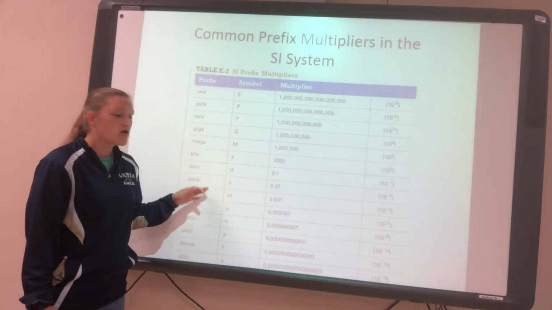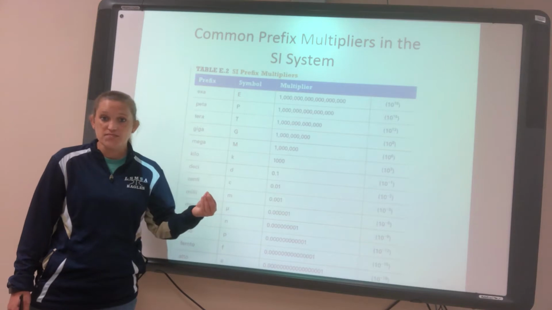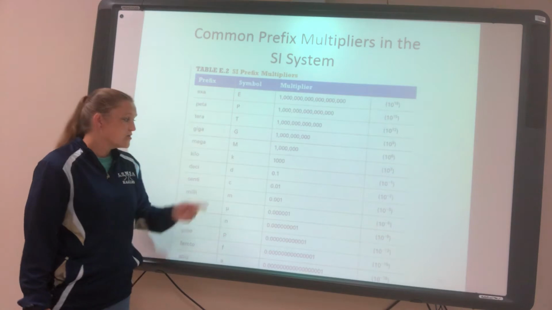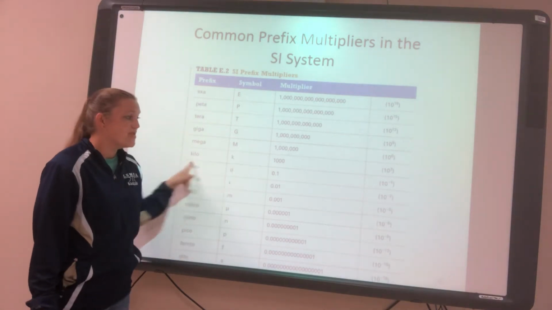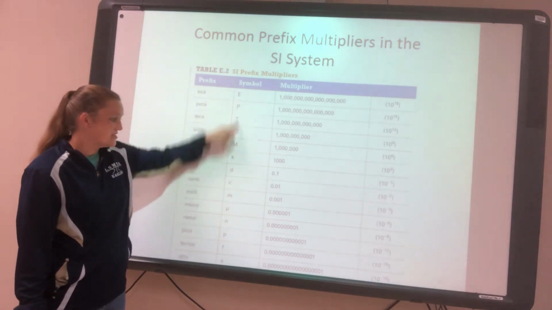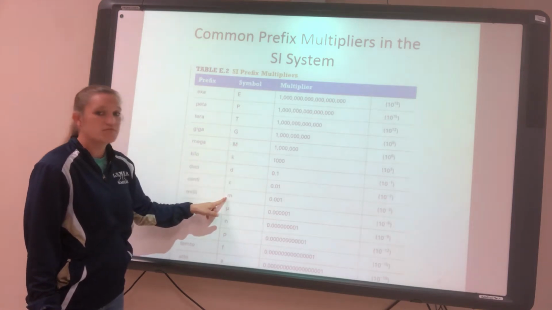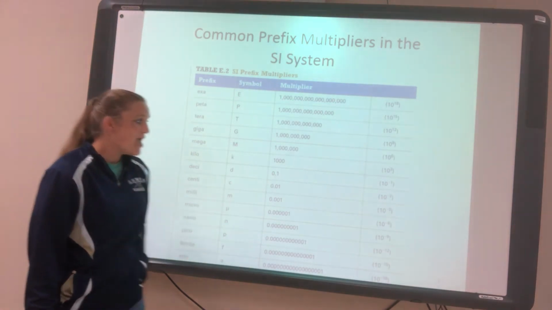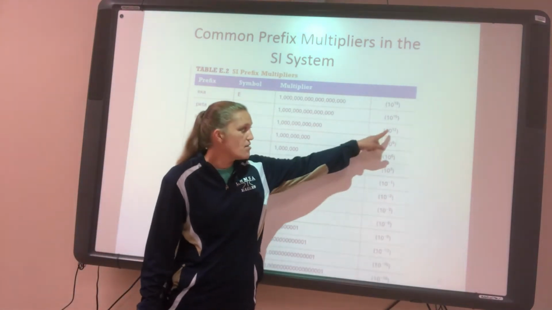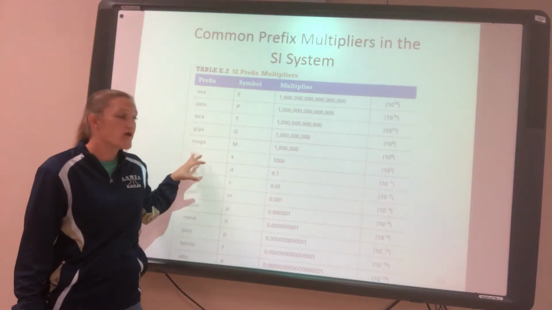Anytime I'm trying to go from one thing to another, say from kilograms to grams, the only difference between a kilogram and a gram is the little prefix kilo. So now I have to talk about what that means. Remember, we need to know our prefixes and our symbols, and lowercase and uppercase matter, because there's a capital M and a lowercase m. And we need to know the power of 10: is it 10 to a negative number or a positive number, and what is the exponent? We're going to come back to this chart a lot, and I'm going to show you how to use it.